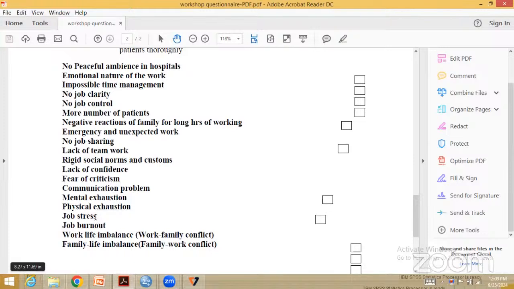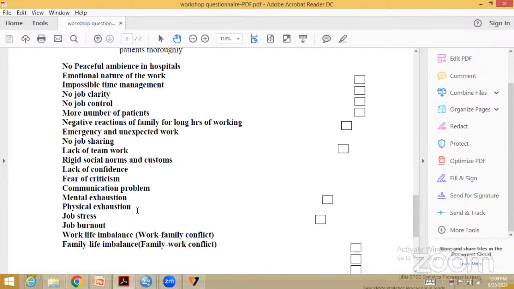Why is there job stress? Because of no peaceful experience in hospital, emotional nature of work, impossible time management, no job clarity, no job control, more number of patients, negative reactions of family for long hours of working, emergency and unexpected work, no job sharing, lack of teamwork, rigid social norms and customs, lack of confidence, fear of criticism, communication problem, mental exhaustion and physical exhaustion. These are the factors which create job stress.